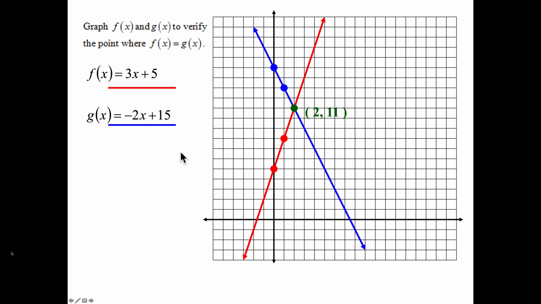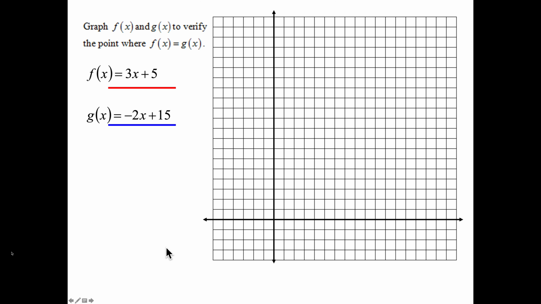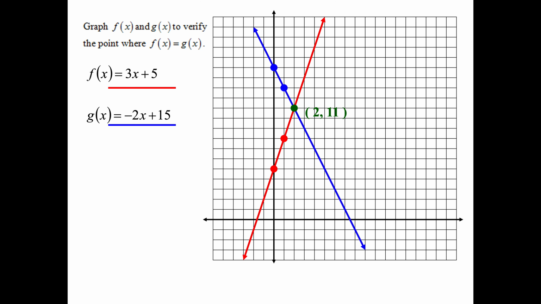So if you think back, let me go back here real quick. Where is f of x greater than g of x? If you think about the graph, f of x is in red, g of x is in blue. Where is the red graph higher than the blue graph? And that is at x is greater than 2. Or in this case, we had greater than or equal to. X is greater than or equal to 2.